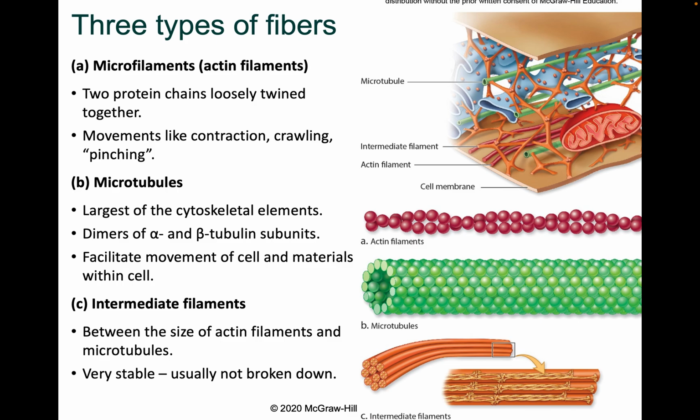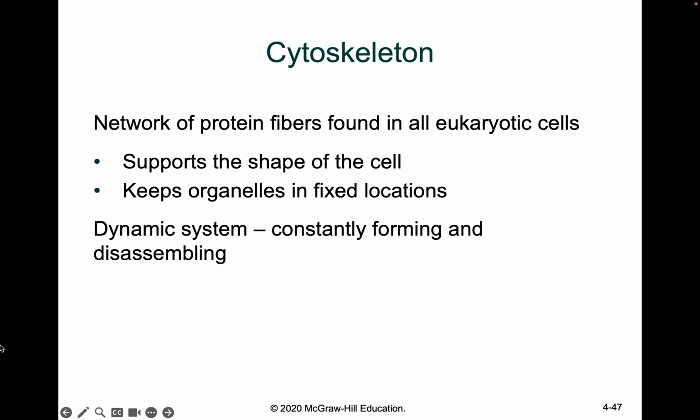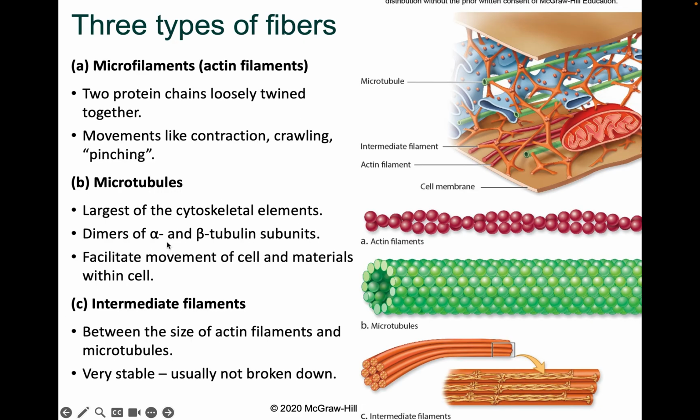And these are quite tough. And because they're tough, they actually help a lot in the structure of cells. They're very important to give cells structure. And intermediate filaments are usually not broken down. So remember when I was saying that the cytoskeleton is dynamic, well, I was referring to microfilaments and microtubules. These are constantly being formed and destroyed, while intermediate filaments, once they're created, they always stay there.